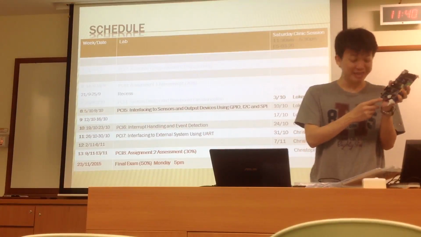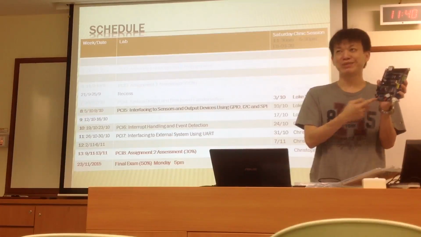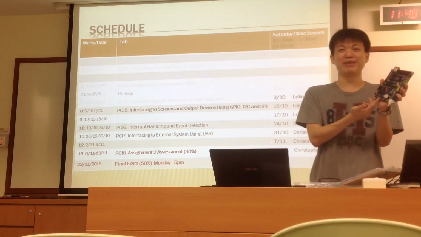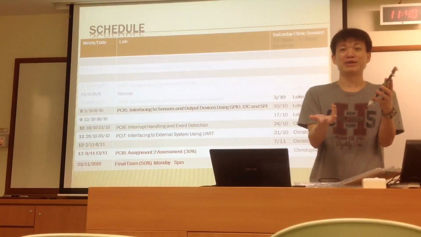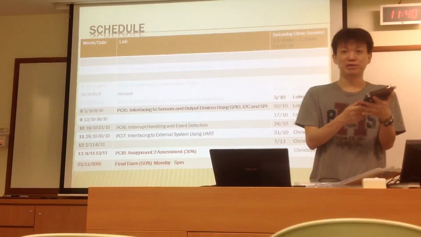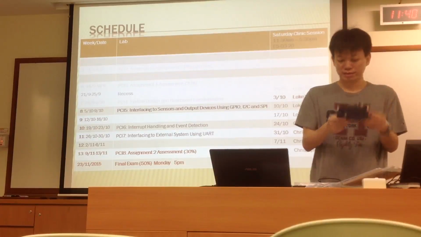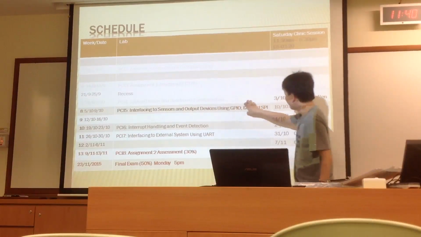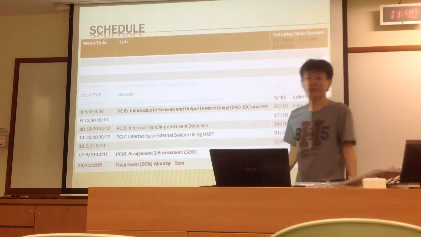GPIO is very simple. You just set it. You don't need to set anything. You just read or write. Read the value or set the value, clear the value. That's all. So you just try to configure it and try it out to make them work first. You need to make every component work, and then after that you can do the assignment 2.